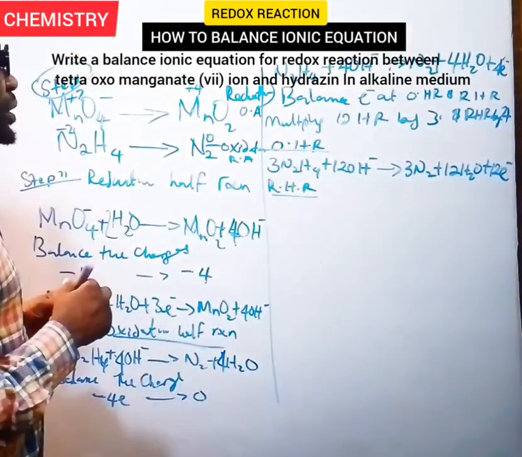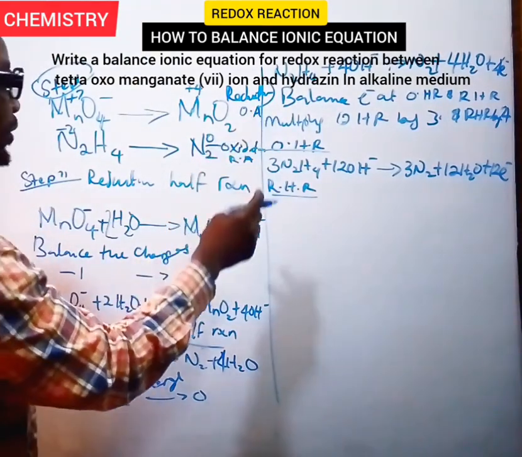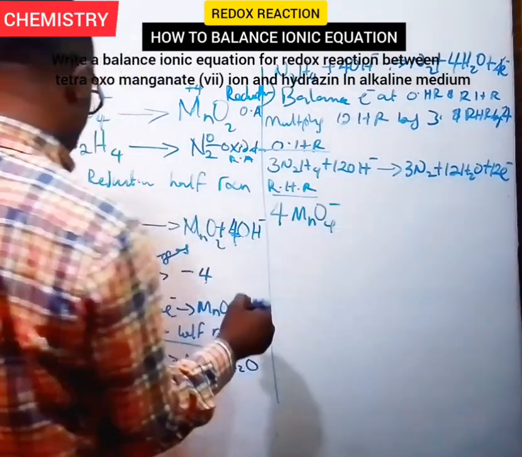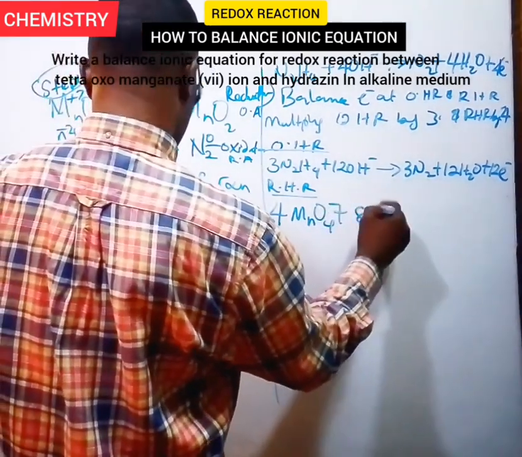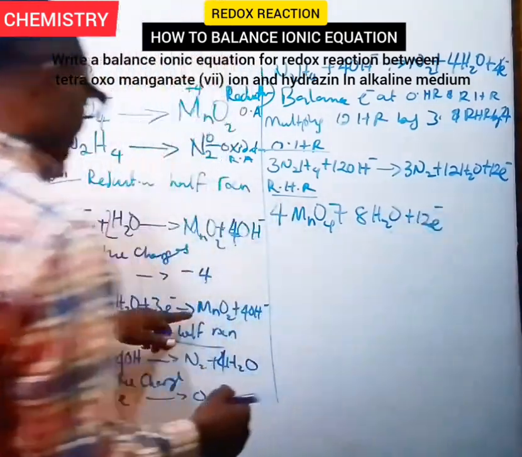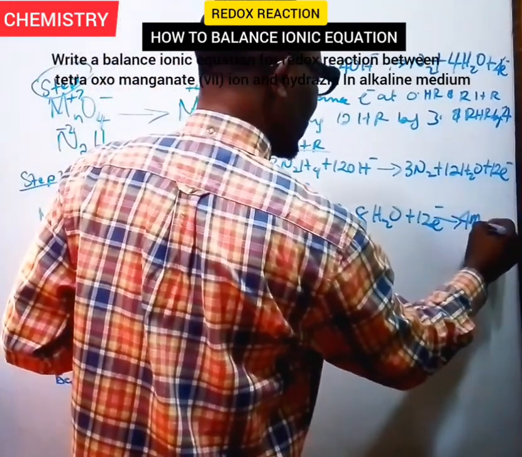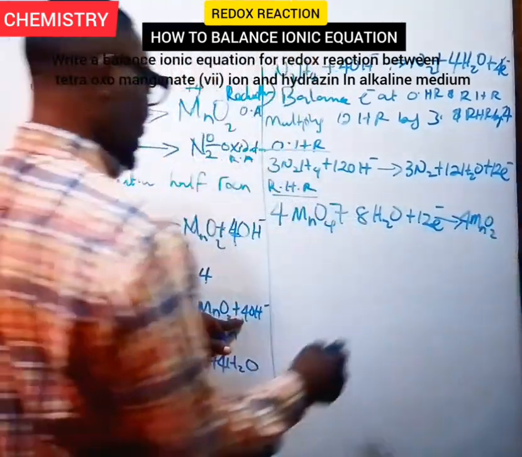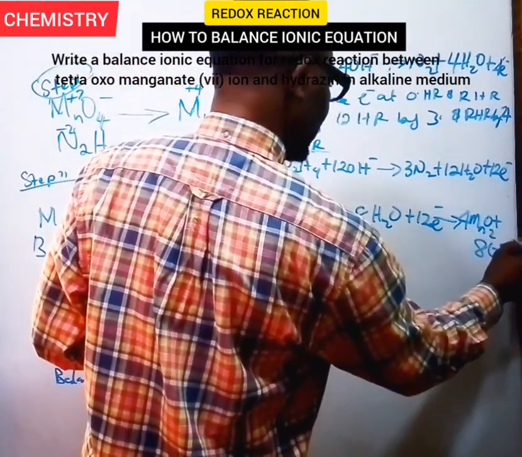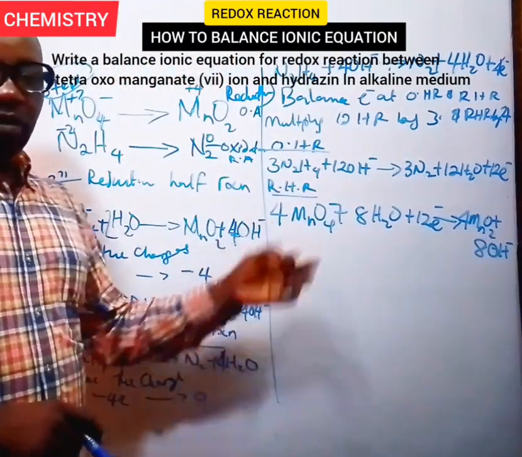Now the reduction reaction, so let's write it out. We are going to multiply that one by 4, don't forget. That's 4MnO4 minus plus 8H2O plus 12 electrons. It will give us 4MnO2 plus 8OH minus. You can see what we are having there.